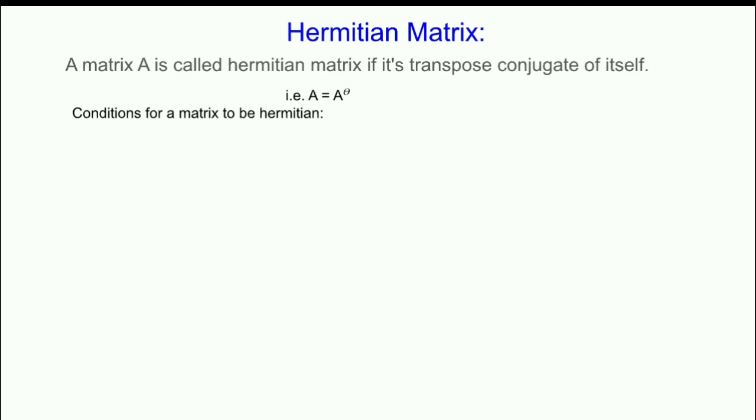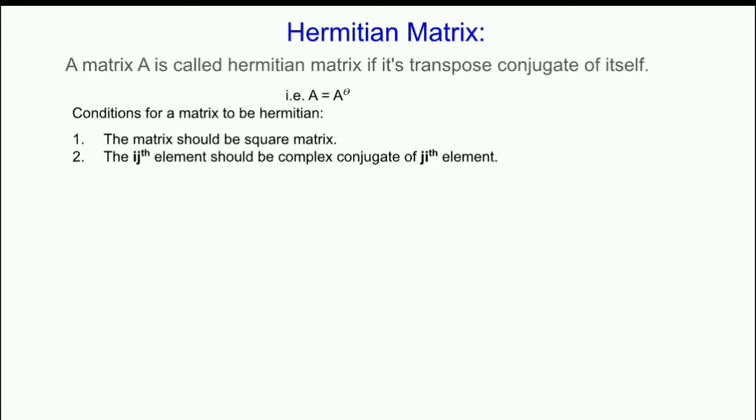The conditions for a matrix to be Hermitian are: number 1, the matrix should be a square matrix. Number 2, the ijth element should be the complex conjugate of the jith element. And number 3, the diagonal elements of the matrix should be real.